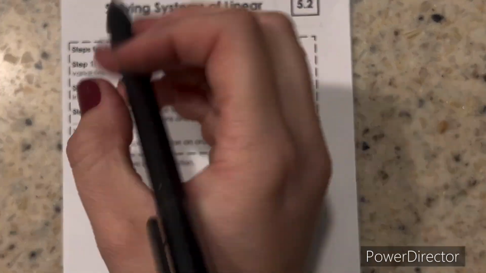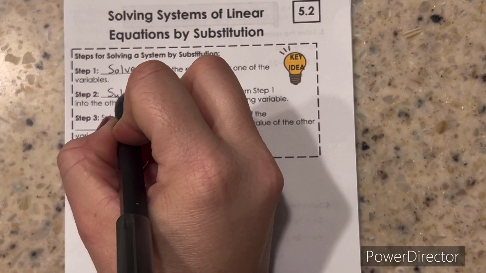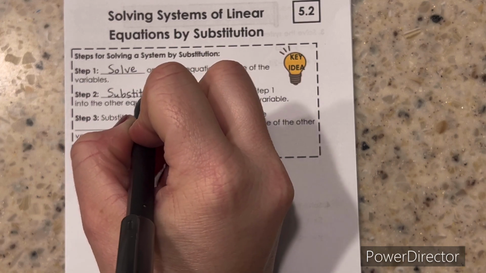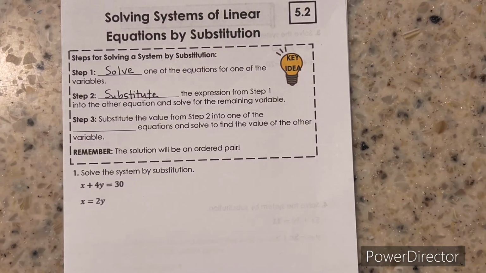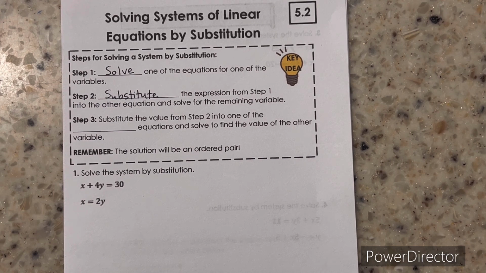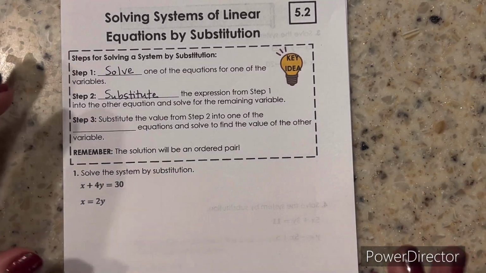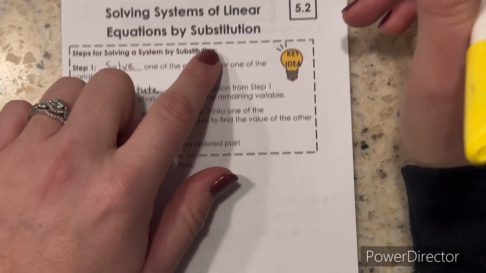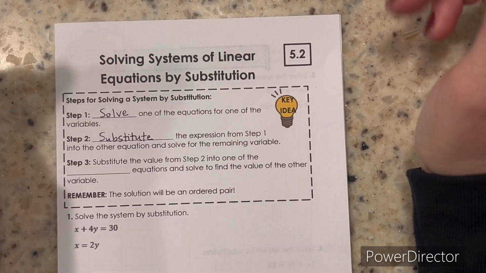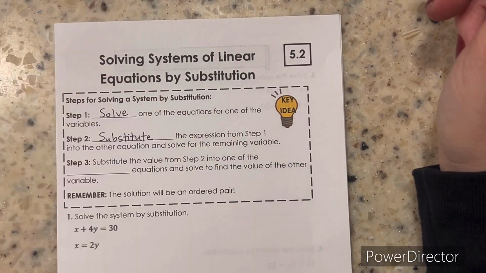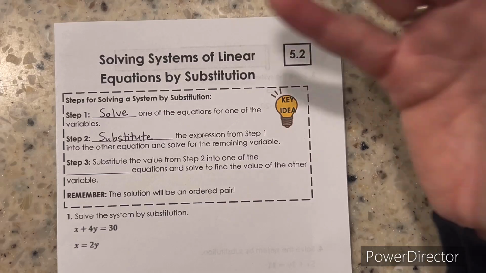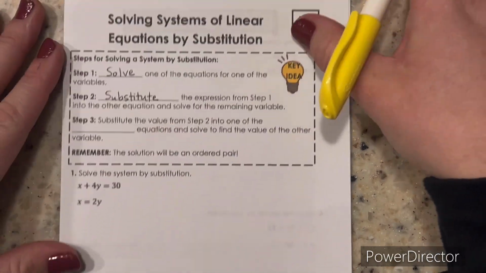Step number 2 is to substitute the expression from step 1 into the other equation and solve for the remaining variable. So here's how this works, and this is the part that I really need you to watch. Before I can do anything, we need to make sure that you understand what substitution means. Substitution is if I take something out and I put something of equal value in its place.